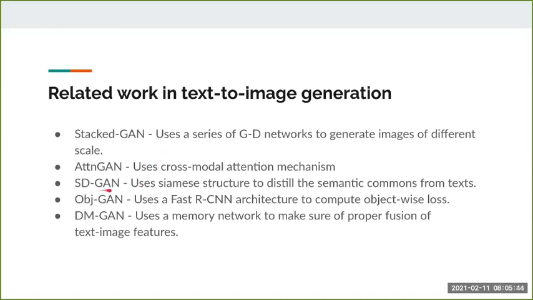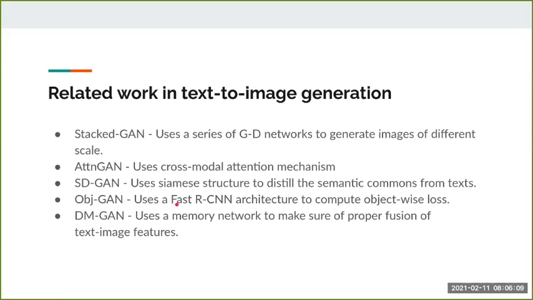Then there is SD-GAN, which uses the Siamese structure to find the semantic effect of the text on the images. We'll see how this also works, because this is something that is very closely related to the problem that this paper tries to solve. Then there's also Objective-GAN, and then there's also DM-GAN.